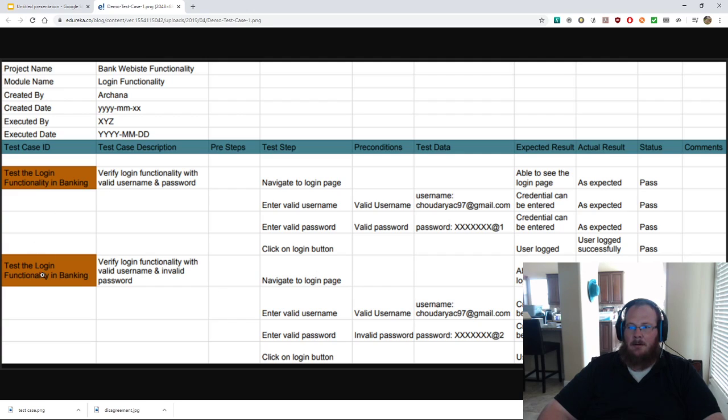Navigate to the login page. Here's another one. It actually looks like it's 2 test cases here. So this one is to test that you can log in, and this one is to test the login functionality in banking. They're both the same. That's dumb. Whoever wrote this column should be stabbed with love.